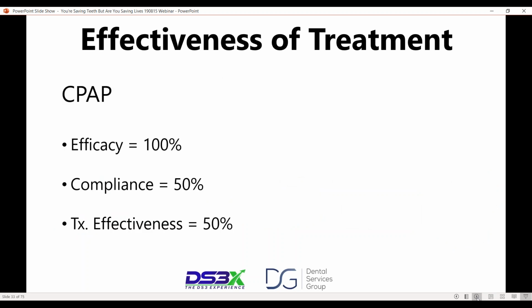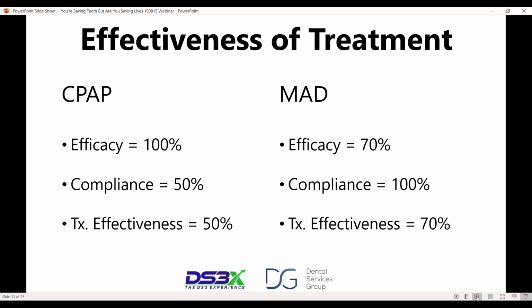But I like this example, Rich. If you have a CPAP, and let's say it gets rid of all the apnea. I mean, it just blows that airway wide open. But the patient only wears it half the time, they're still having half the effects of the apnea. Does that seem fair? Mm-hmm. Okay, well, let me get my calculator out and check your math. I think it's pretty good. That's pretty simple math.